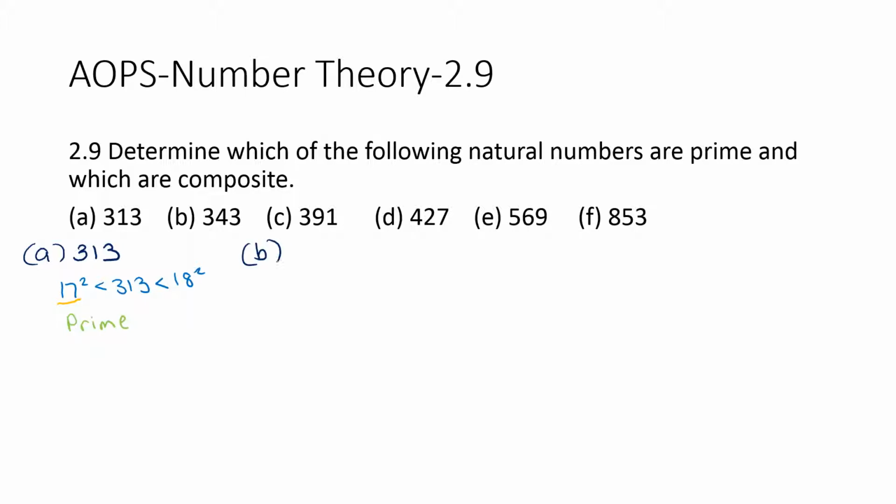And B, 343. 343 is in between 18 squared and 19 squared. So we only have to test all the prime numbers up to 18. Well, since 18 isn't a prime number, 17. And if we test it, since 343 is equal to 7 to the power of 3, that means it's not a prime number. So that means it's composite.